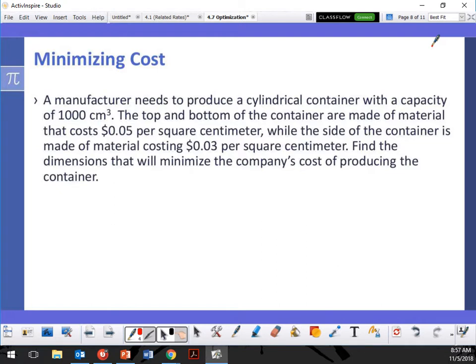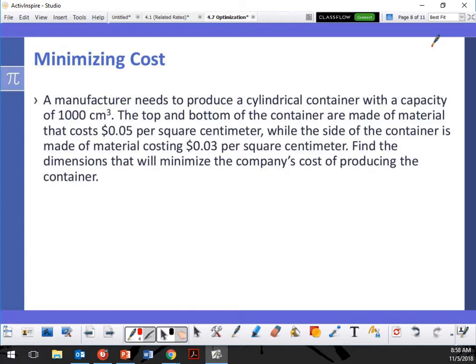So we have a manufacturer that needs to produce a cylindrical container with a capacity of 1,000 centimeters cubed. The top and bottom of the container are made of a different material that costs 5 cents per square centimeter, while the sides of the container are made of material costing 3 cents per square centimeter. Find the dimensions that will minimize the company's cost of producing the container.